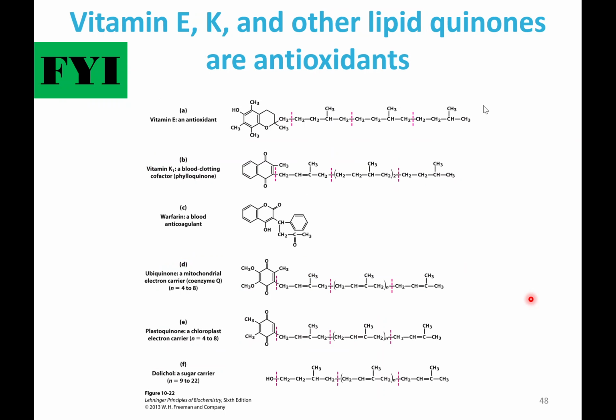Okay, some other biologically active vitamins, vitamin E, vitamin K, and some other lipid quinones are shown here. So this is vitamin E, typically thought of as an antioxidant in your body. Vitamin K is for blood clotting. Ubiquinone, which we've seen, is an electron transporter. They all have these long isoprene tails, but their head groups are where their function comes from.